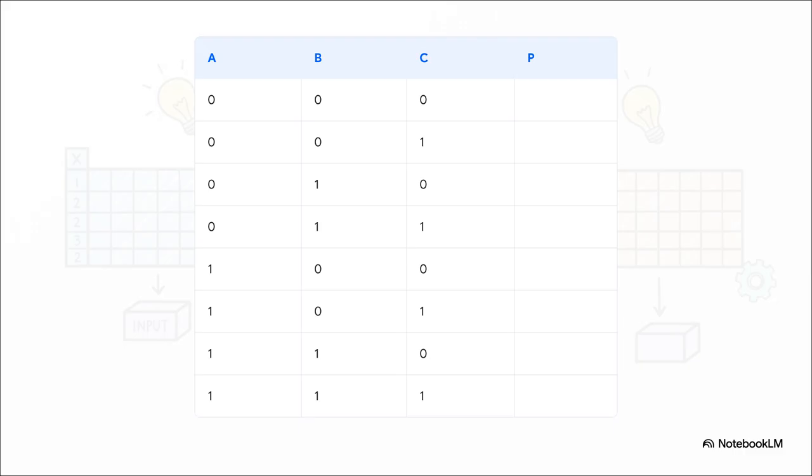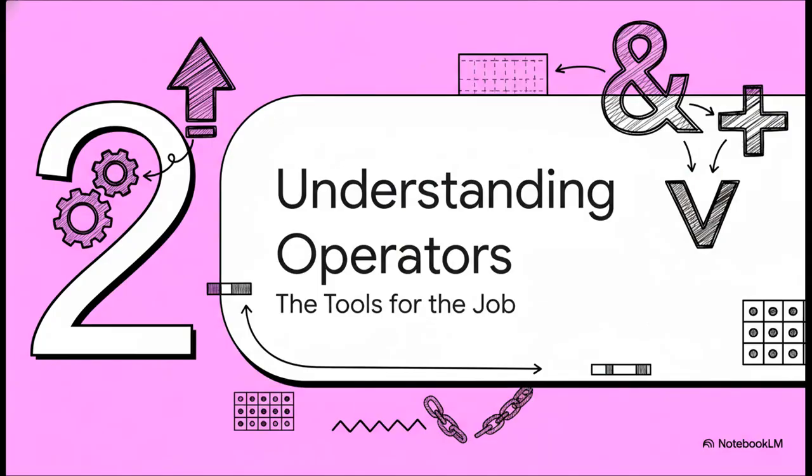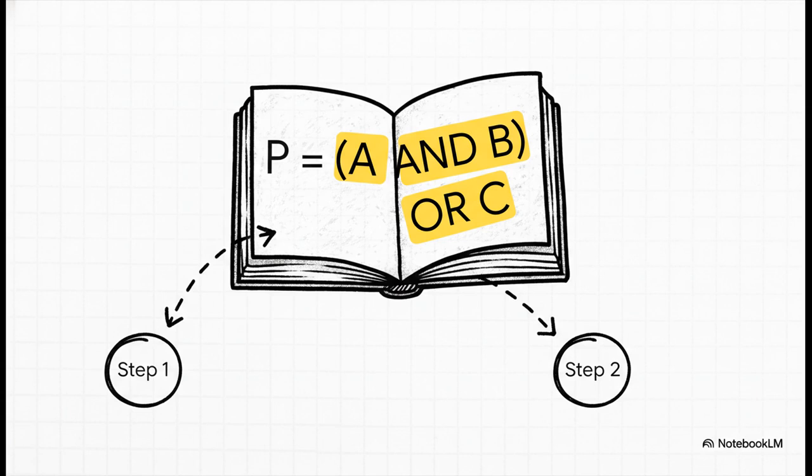Now, I know it might look a little complicated, but it's actually built on just a couple of really simple ideas. So to solve this, we first need to understand our tools. And in this case, our tools are just those keywords in the expression, and or. These are what we call logical operators. This expression right here is basically our instruction manual. It tells us exactly what to do and in what order. We just have to know what those keywords actually mean.